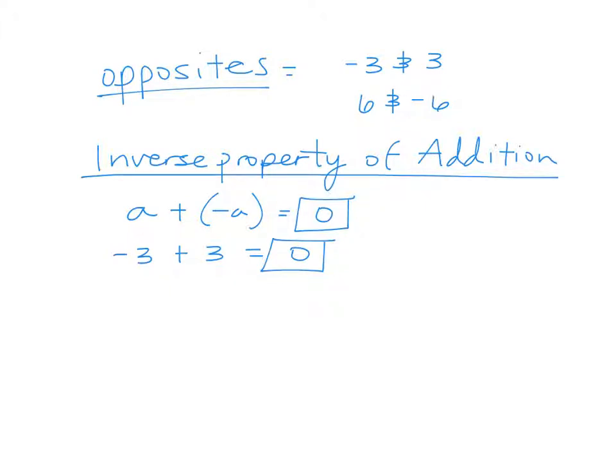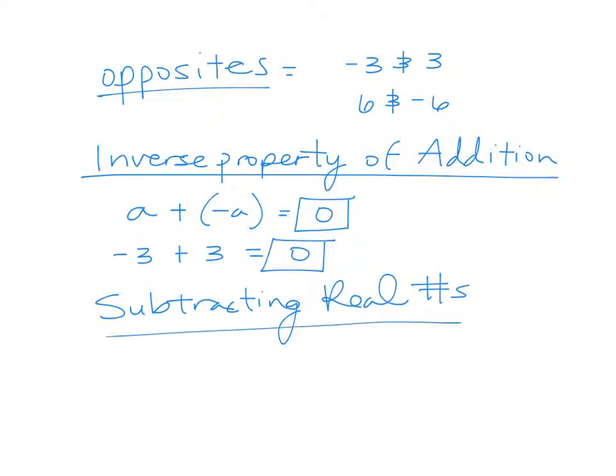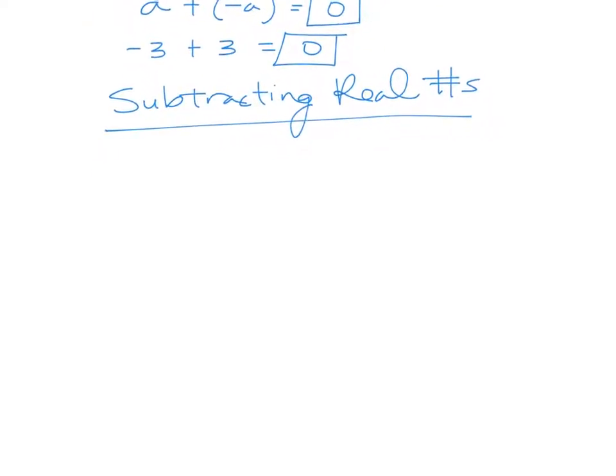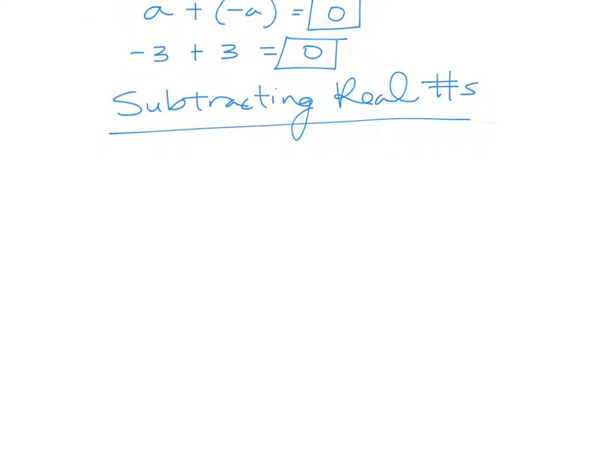We're going to move into the subtracting side of things. And this is real quick, again, just a couple examples. But subtracting real numbers. Here's the rule. To subtract a real number, add its opposite.